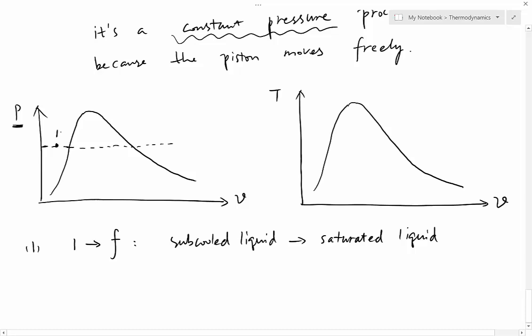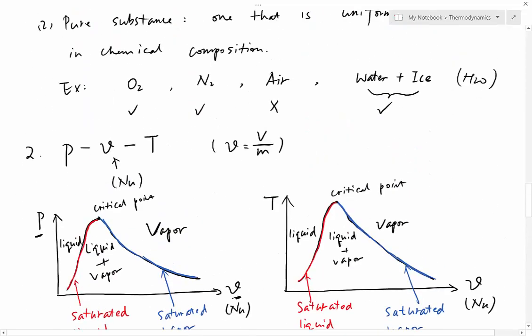That's where tap water is. We call it subcooled. And next one, 1 to F. What is F? Saturated liquid. Where is saturated liquid? Do you remember? If you don't, let's go back to the diagram.